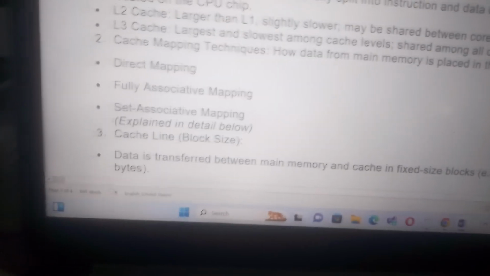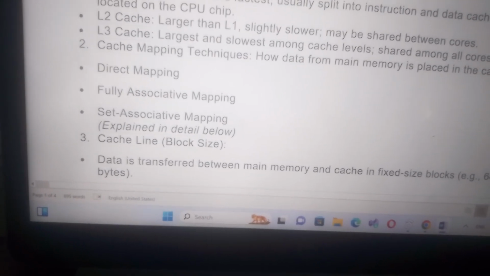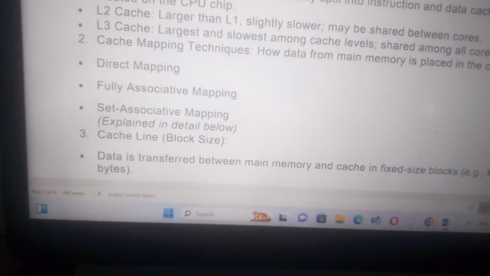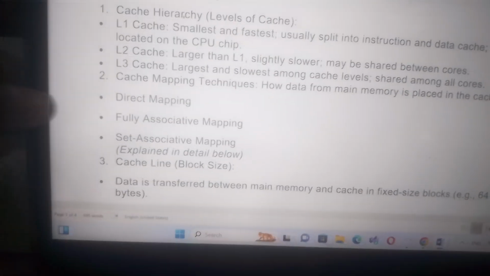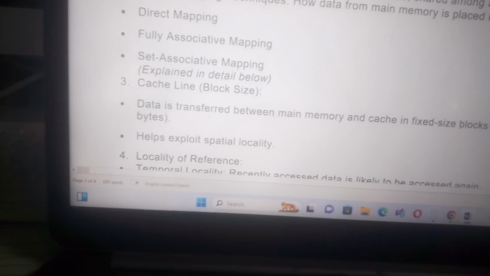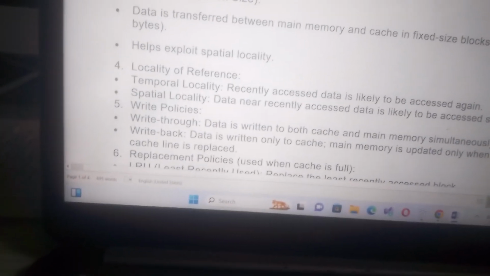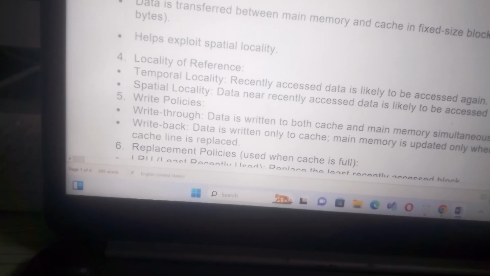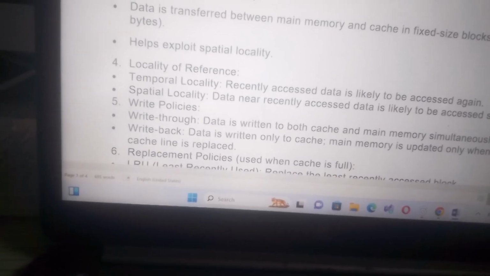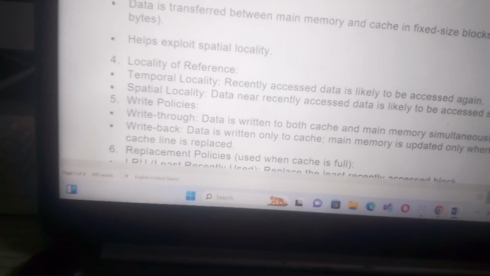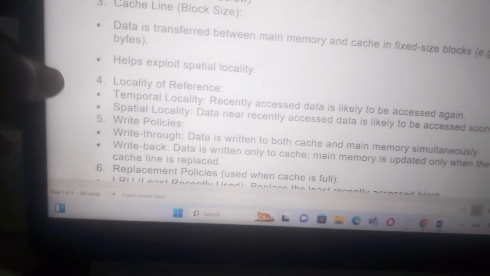Let's go to the cache mapping. The cache mapping techniques determine how data from main memory is placed in the cache. We have direct mapping, fully associative mapping, and set associative mapping. With the cache line or block, data is transferred between main memory and cache in fixed size blocks, for example 64-byte.